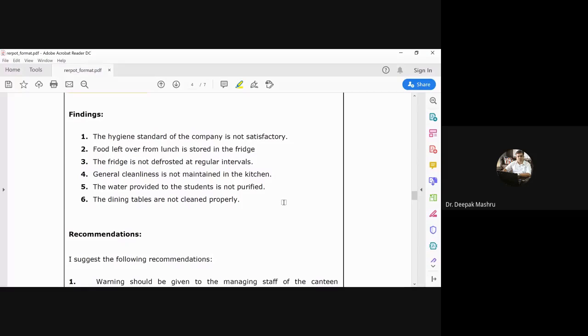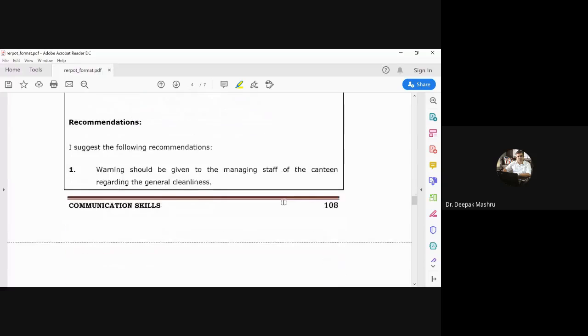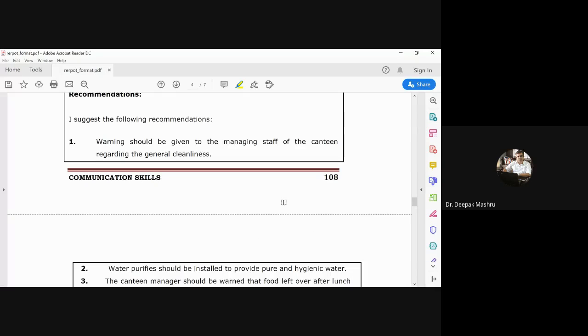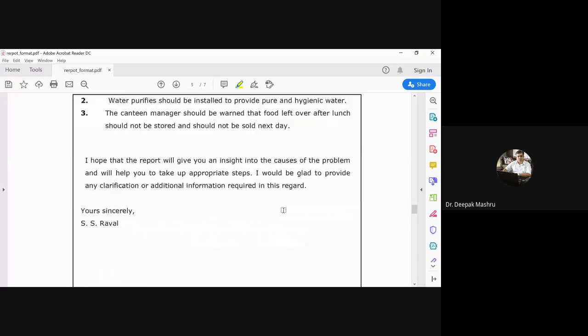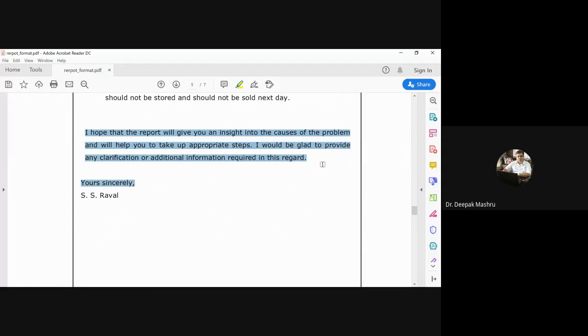Now you can imagine any canteen and you can find out five points. You write down this. I suggest the following recommendations. See the words here, it is written 'should be given'. Warning should be given to the managing staff of the canteen regarding general cleanliness. Number two, water purifiers should be installed to provide pure and hygienic water. The canteen manager should be warned that food left over after lunch should not be stored and should not be sold the next day. Fine. The last paragraph is as it is, very easy and simple.